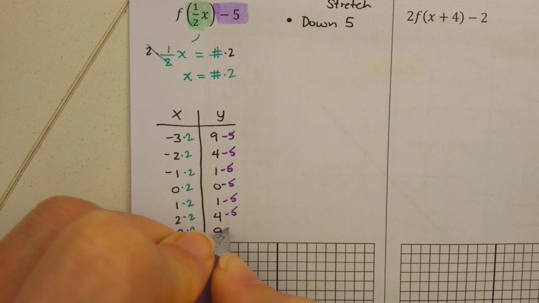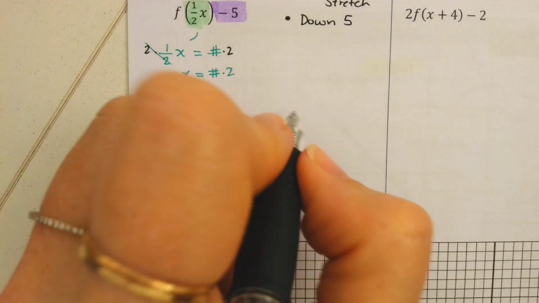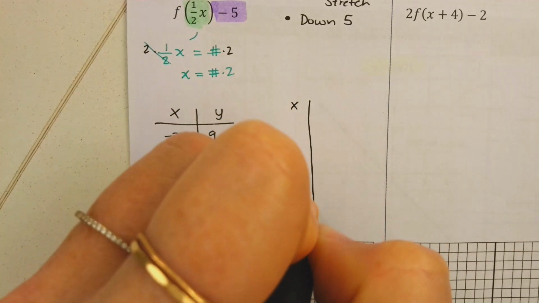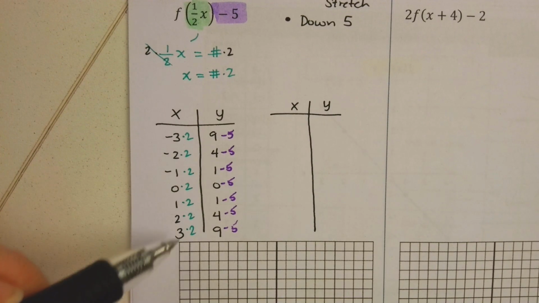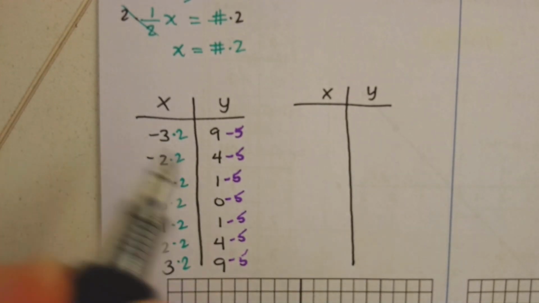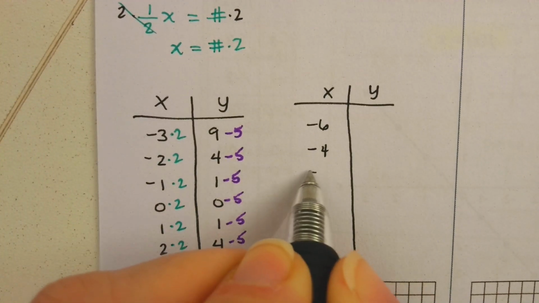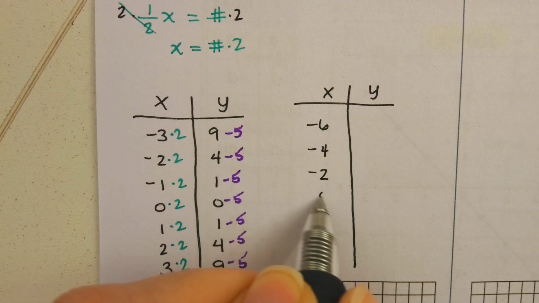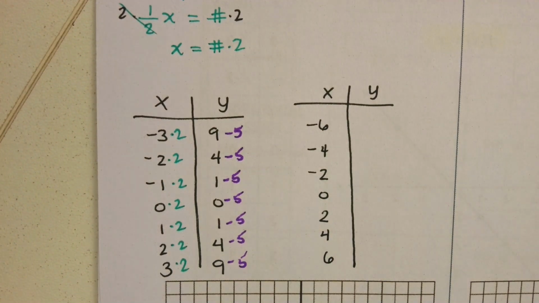And then I'm going to write out my new table with my new points. These should be the transformed points of where it is now after the 2 transformations. So just doing the calculations that I have on the first table. All the x's we're going to multiply by 2. That would be -6, -4, -2, 0 still, 2, 4, and 6.